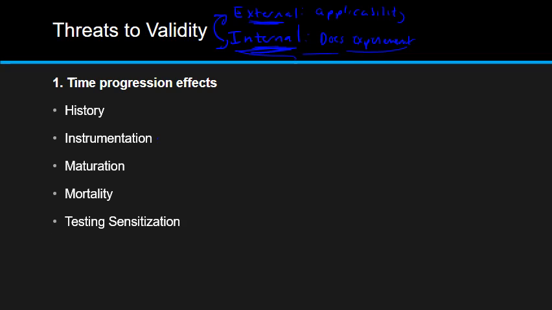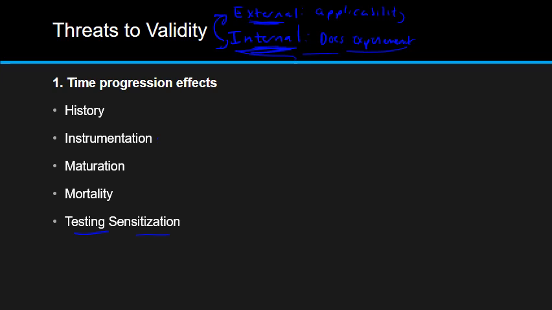Then you have testing sensitization. And so remember, that's what the Solomon 4-group design is trying to solve for. Basically, pre-testing sensitizes your group to whatever it is that you're studying. And so they necessarily do better on the post-test because they've been pre-tested, so they understand what to do. So remember, that's what the Solomon 4-group tries to solve for.